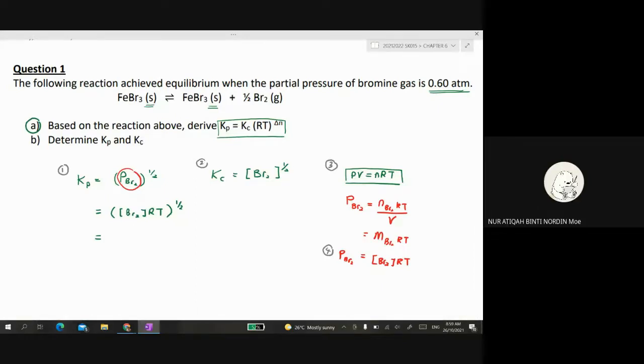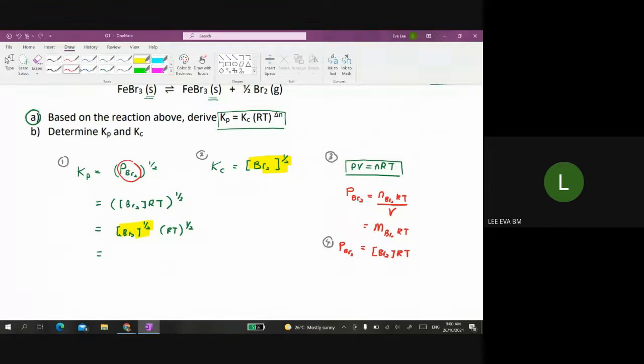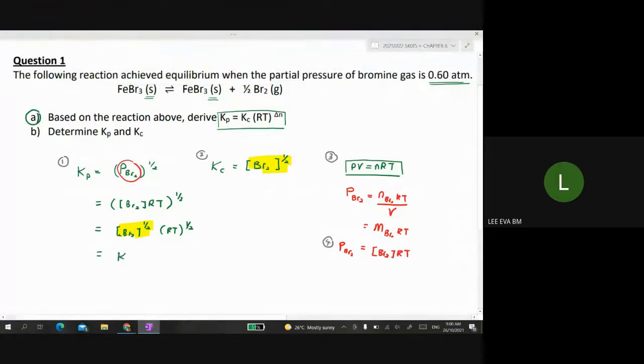Pecahkan dia ke? Pecahkan dia. Macam mana pecah? Guna pisau, guna Br2 to the power of 1 over 2. RT, yeah, Br2 concentration half and then RT to the power of half. And then you can see over here, this is actually your Kc expression. So kita buat substitution lah Kc.